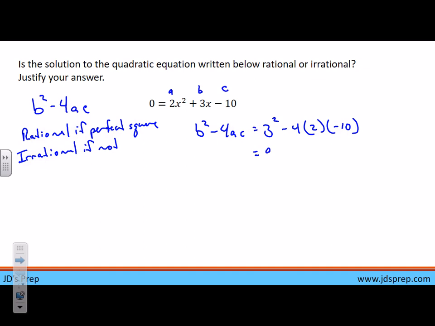Three squared is 9. Minus 4 times 2 is minus 8 times negative 10. And negative 8 times negative 10 is positive 80. So we have 9 plus 80, which is 89. The number 89 is not a perfect square. And since 89 is not a perfect square, that means that the solution to this equation is going to be irrational.